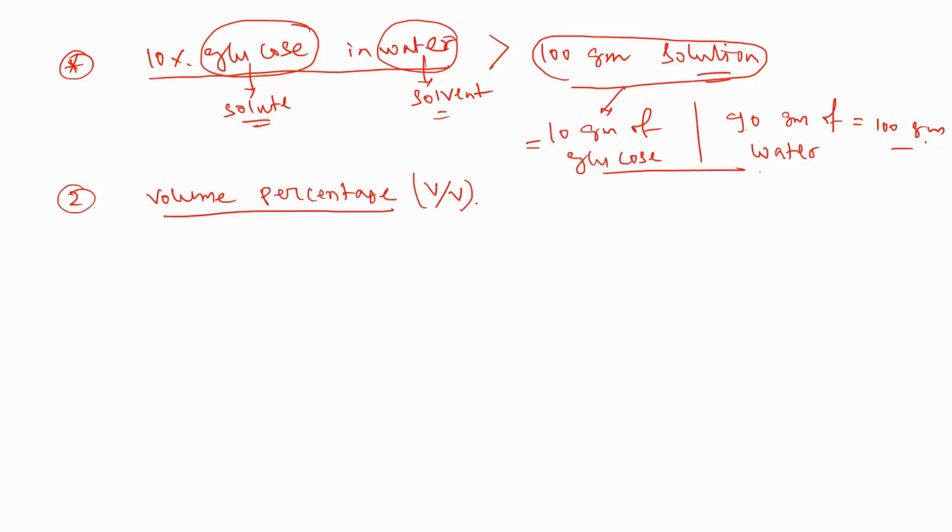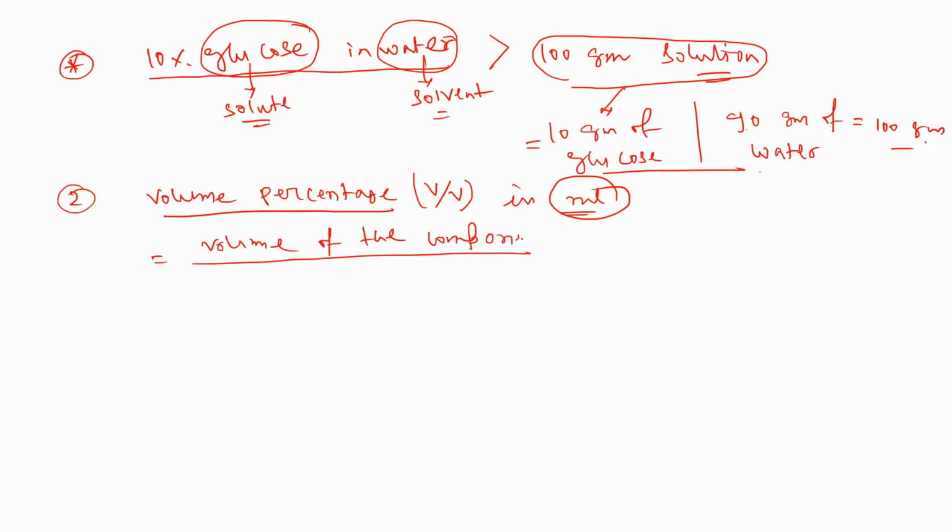That means whatever we describe in this solution will be described in volume, that means in ml. The unit of the volume is the ml, liter. So here we will describe the volume in ml. That will be the volume of the component, a specific component, divided by the total volume of the solution, into 100.